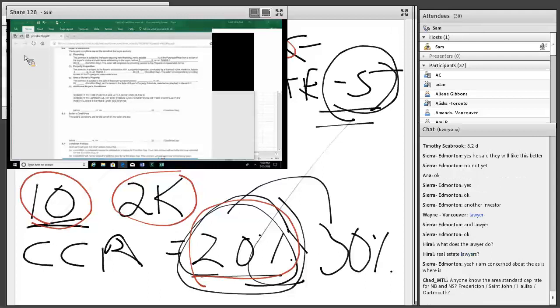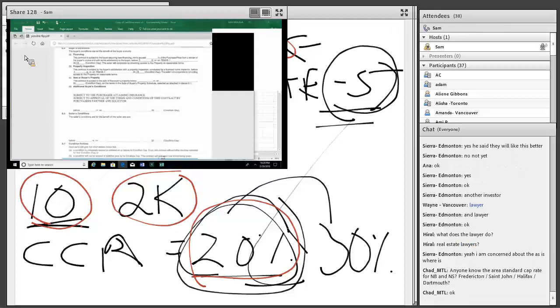Okay. Anyone know an area standard cap rate for New Brunswick, Fredericton, St. John's? So Chad, the best thing you can do to find out cap rates in a particular area is to actually run listed properties through the sheet, or you can ask a realtor what the standard cap rate is in this area. They can also look at recent sale prices, and that's really where you're going to get the best idea of cap rates. You can get a cap rate for a province, but I'd rather you get a cap rate for a city or even a neighborhood, a section of the city. You want to know what's retail in that particular area. That's the big thing.